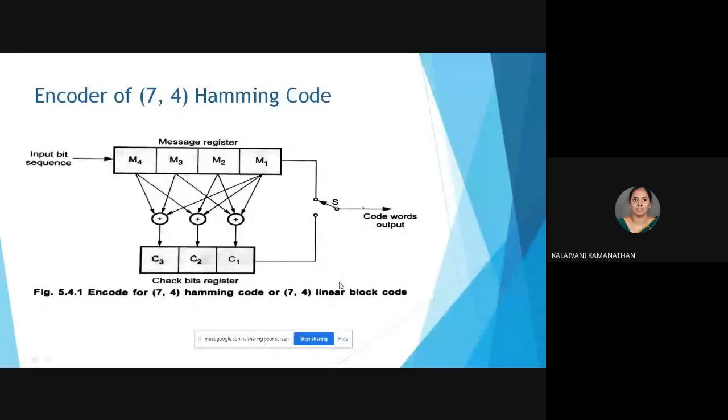So here you have a switch-like portion so that it will be traversing from the message register to the check bit register, so that we'll be able to get the code words in sequence from both the registers. So dependent upon the input bit sequence, you'll be able to generate your code words.